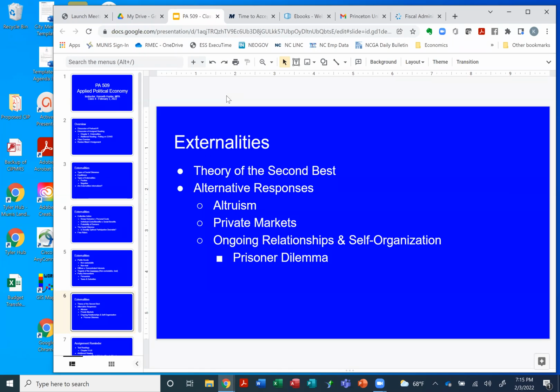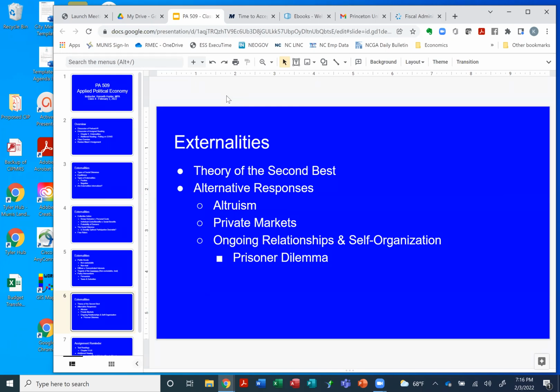There's also the possibility for private markets to make a contribution. It talks a little bit about how private markets can. Then there is the way that a lot of things are dealt with. And I think there's obviously the role that government plays, but then there's also the role of ongoing relationships and self-organization. And this is outside of the formal public sector, whether it be nonprofit or government action.